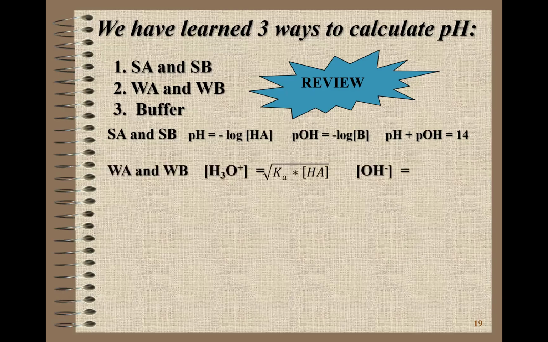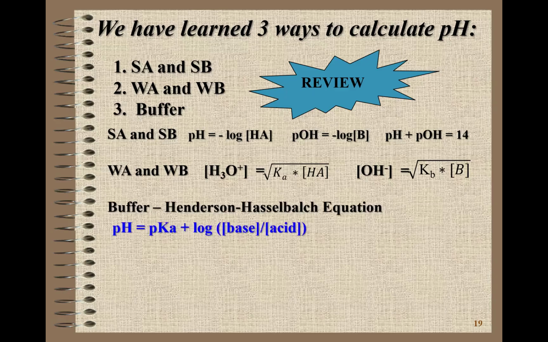And then for a weak acid and weak base, you'll be given these formulas. You can find the hydronium concentration using this formula: Ka times the concentration of the weak acid, and then you take the square root of that product. For a weak base, you find the hydroxide concentration first. It's the square root of Kb times the concentration, in molarity, of the weak base. That's starting to ring a bell? Look familiar?